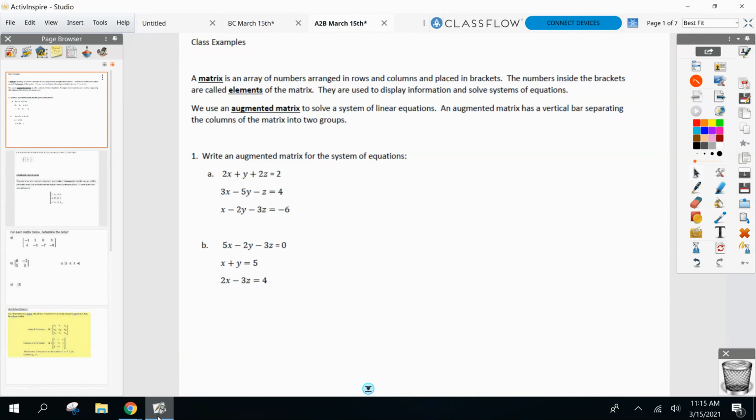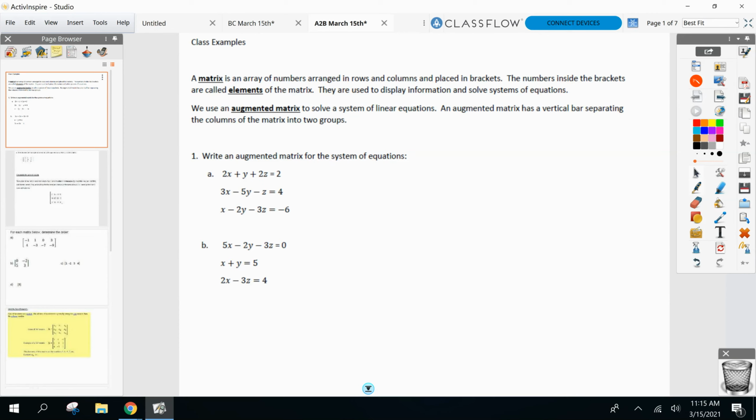All right, you guys can see the title of this unit is called Matrices. What is a matrix? It's a list of numbers inside some brackets. It's going to be organized into rows and columns. These numbers are going to be placed inside brackets, arranged in rows and columns. So how do I get a matrix?